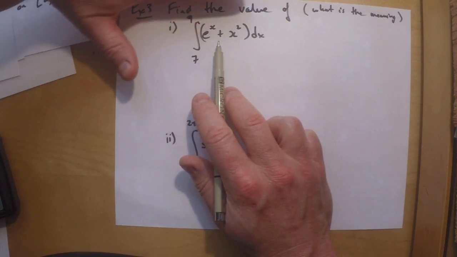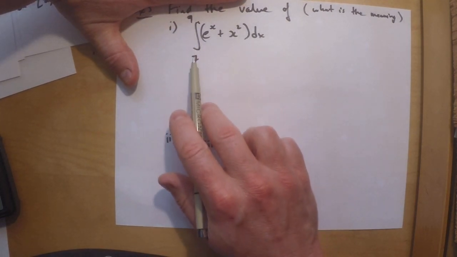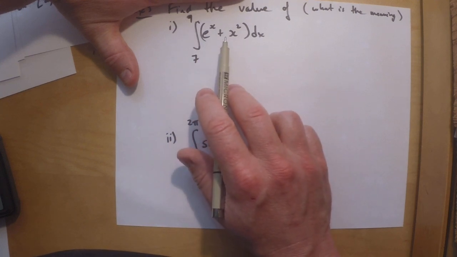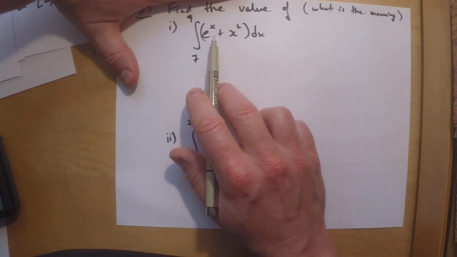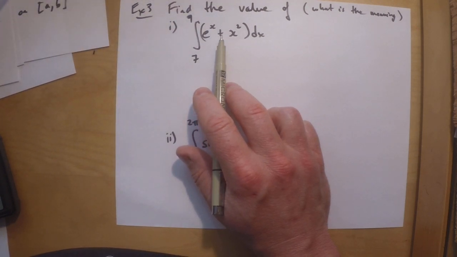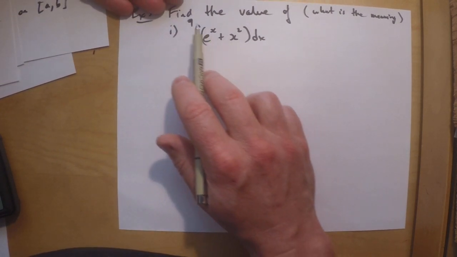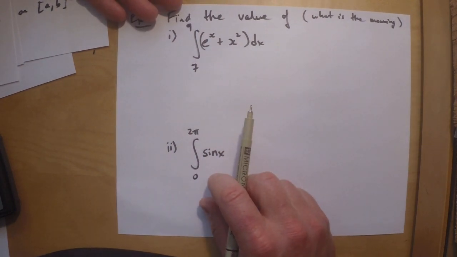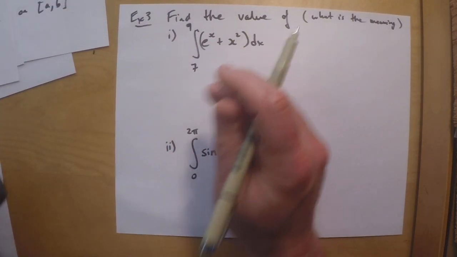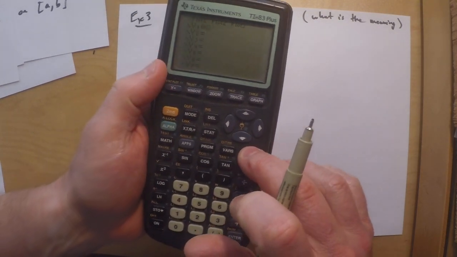Now, again, what is the meaning of this? Because it has upper and lower limits, this is going to be a definite integral. It's going to represent the area under this curve, which is a rotten curve, between 9 and 7. Now, I guess I could graph that. What does this graph look like?